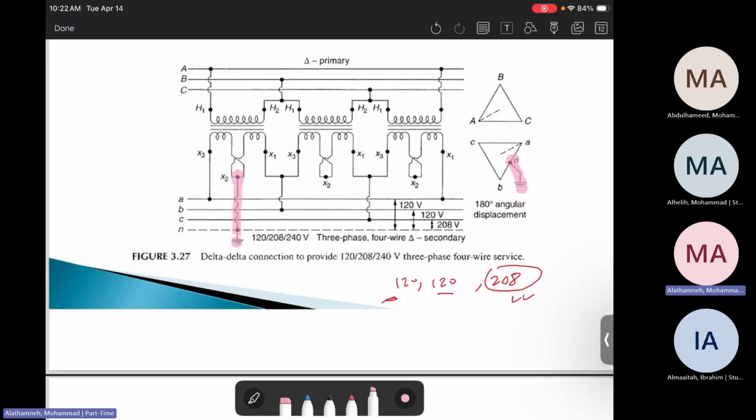So here we created a neutral. So we created phase B with a neutral, phase A with a neutral. That's the thing. But if we need to make it with phase C, it will be 208s. So you just need to think about this connection as we have three voltages like 208s, 120, 120, and the other side 208s, not 120.